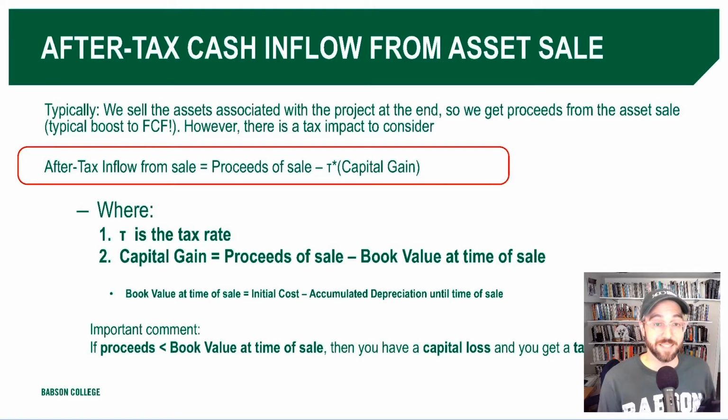So suppose assets get liquidated. As I mentioned, probably at the end. Well, what is going to be the cash flow associated with the sale or liquidation of those assets? We want the after-tax inflow. And what's that after-tax inflow going to be?